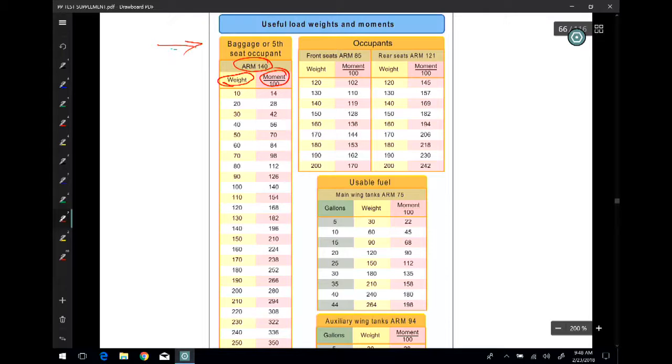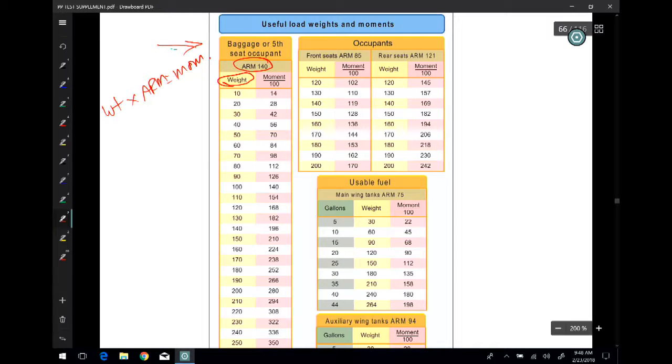So let's think about this for just a second. What's our formula? Weight times arm equals moment. So far, so good. But as we look at this moment, notice one thing. Our index is different on this one than it was on the graph. On the graph, the moment index was 1,000. On this one, it is 100. So remember that as we're working with these numbers. Your moment index is 100.